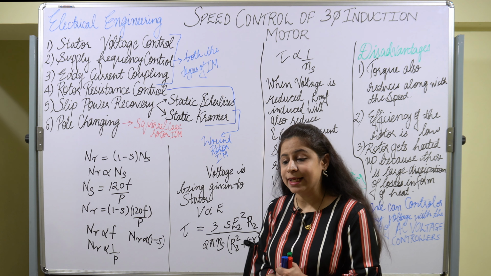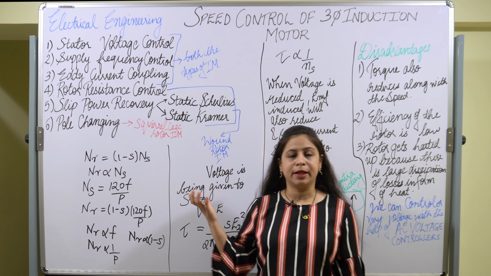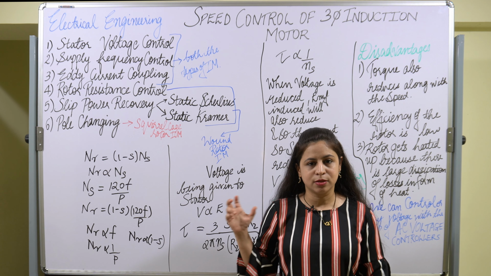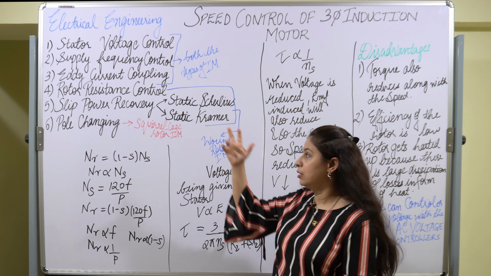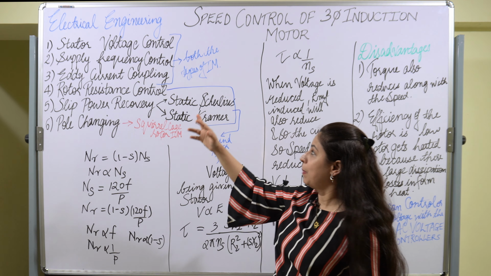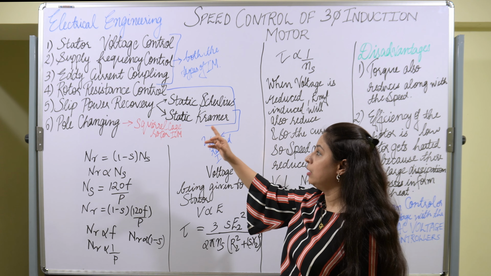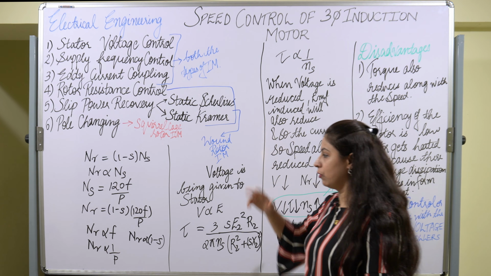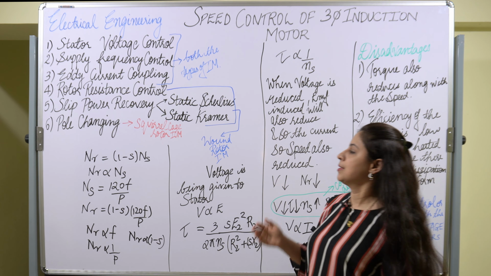Okay, in the next lecture we will be studying the diagram of the AC voltage controllers, how the AC voltage controllers are made. Also we will study the next methods: the supply frequency control, eddy current coupling, rotor resistance control, slip power recovery and pole changing. All we will be studying step by step.